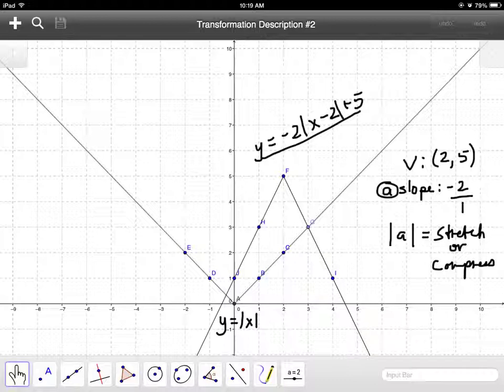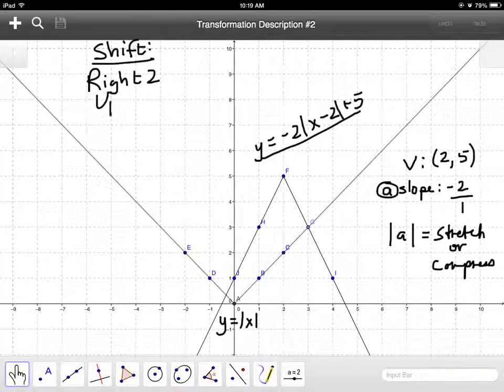How do I get from this parent function, the V that looks normal, to this guy right here? Well, let's first talk about the movements. How did the vertex move? The vertex went from (0, 0) to these two digits. So the vertex moved right 2, and it went up 5. Here was your original vertex. We went right 2, we went up 5, there's your new vertex.